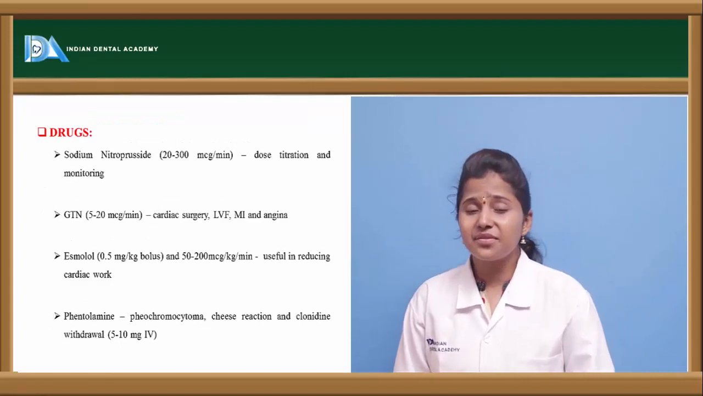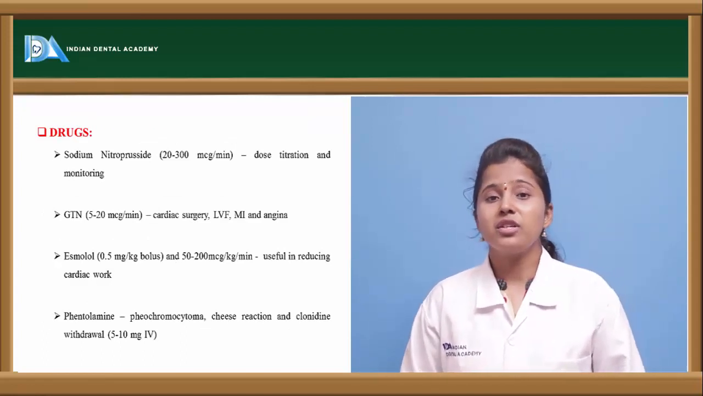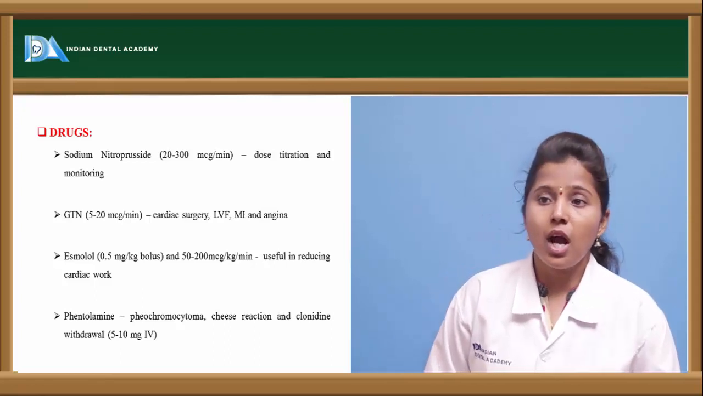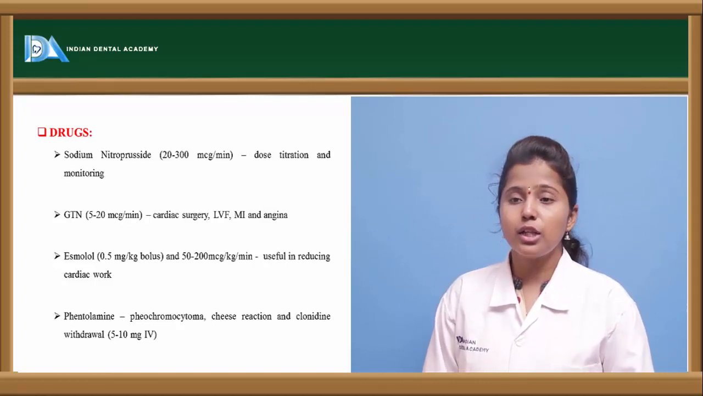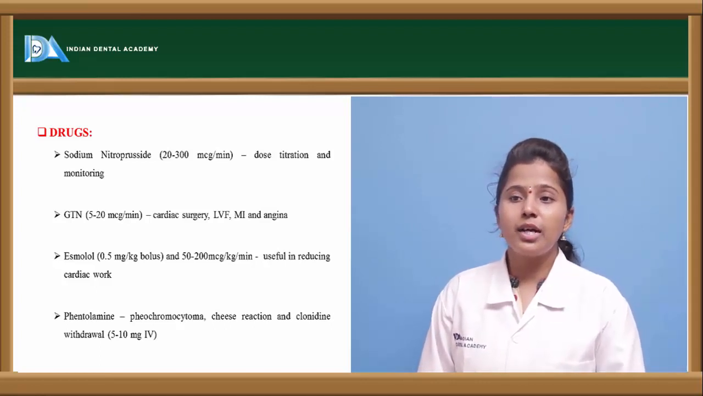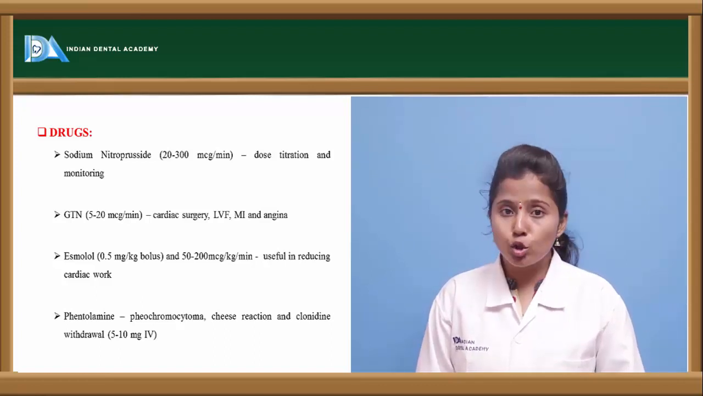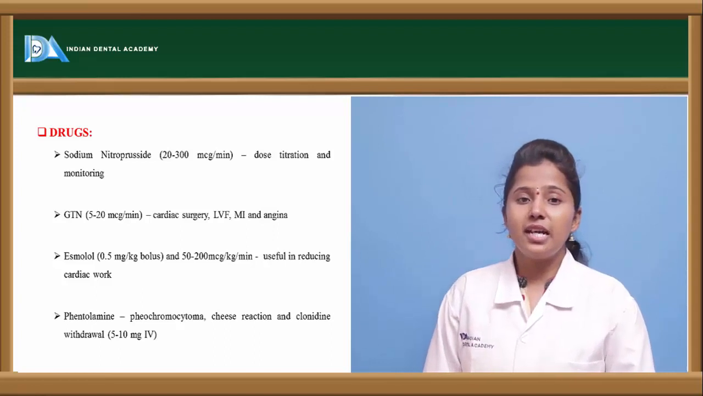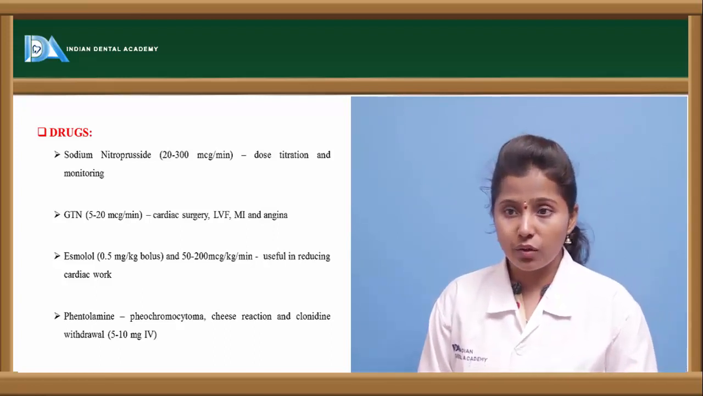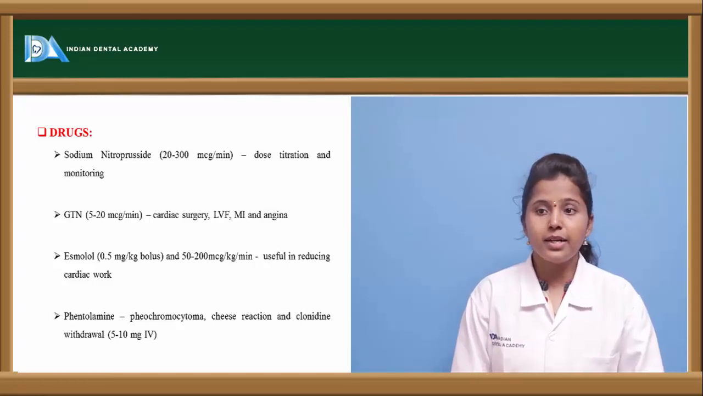Let us see the drugs by which these hypertensive emergencies can be reduced or given as first aid. First is sodium nitroprusside, which is a vasodilator, in the dose of 20 to 300 microgram per minute, and this dose should always be monitored. And the second drug is GTN, that is glyceryl trinitrate or nitroglycerin, which should be given in the dose of 5 to 20 microgram per minute.